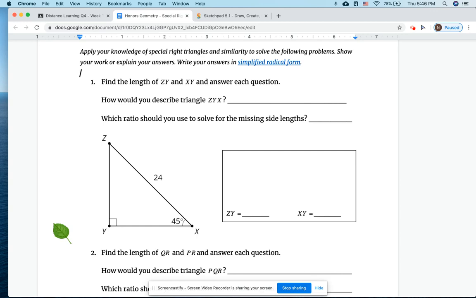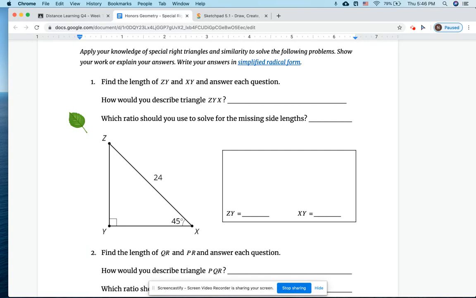First, how would we describe this triangle? Well, notice the angles that we're given are 45 and 90. That means the third angle has to be 45 degrees. So we could describe it as a 45, 45, 90 triangle, or we could describe it as an isosceles right triangle. The next question is, which ratio should we use to solve for the missing side lengths?